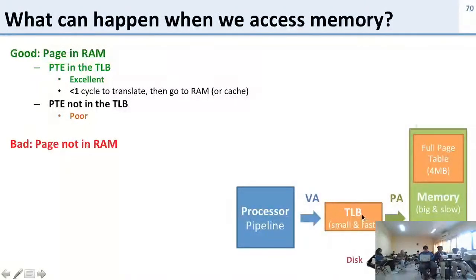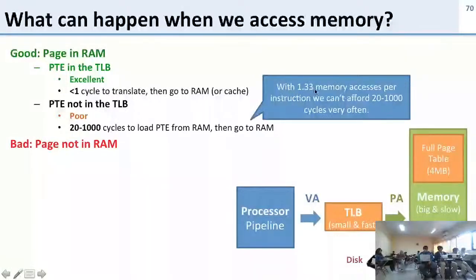You can also have it where the page table entry is not in the TLB, and this gives you pretty poor performance. If it's not in the TLB, then we have to go all the way to memory, find one page in the page table, and load it into the TLB before we can go and do our translation. And this is going to take anywhere from 20 to 1,000 cycles on a modern processor. So this is slow. This is really painful. And you might say, well, hey, it's only 20 cycles or so. But remember, we have 1.33 memory accesses for every instruction. We can't afford this very often or it's going to destroy our performance.